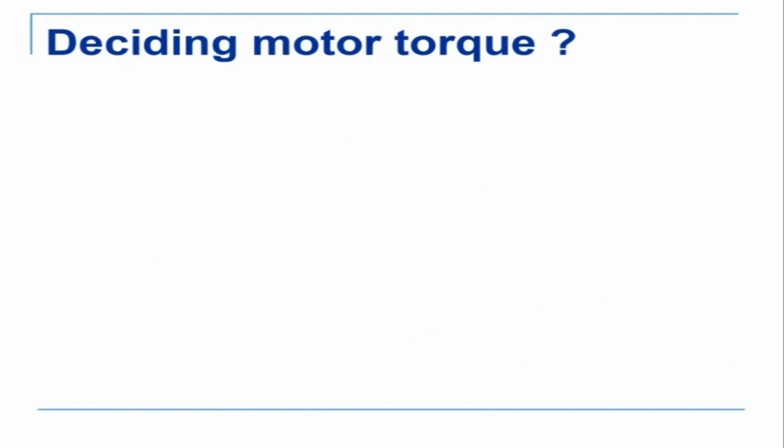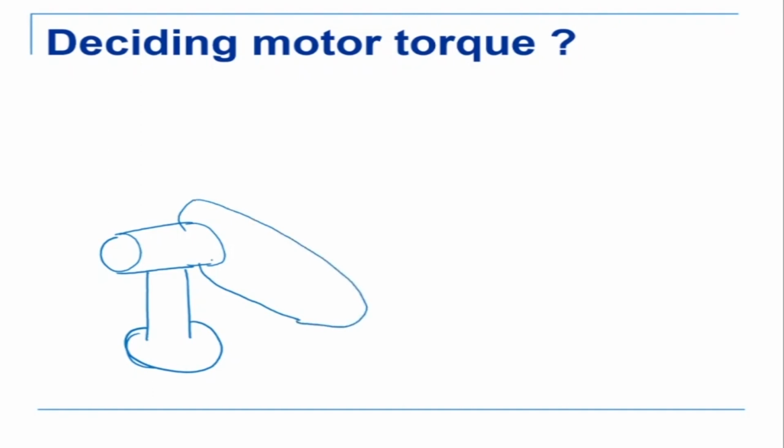Let's say I have a robot of this type. This robot is rotating about this axis. Then there is a shoulder axis here, and there is one more axis here, let's say, and the end effector is here. So this is my robot, and I want to decide which actuator to put where.